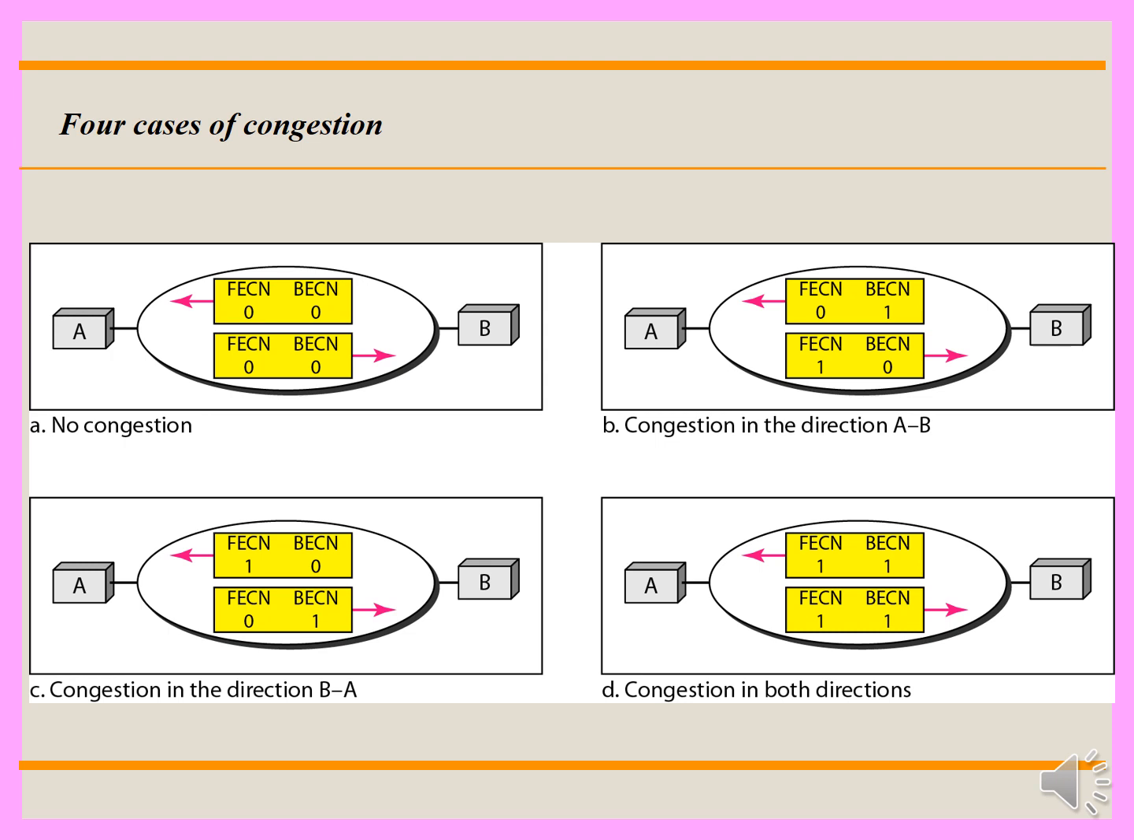In figure C, there is congestion in the direction B to A. So here, from B the receiver, the FECN bit is set, and from A, because the direction is B to A, there is a forward from B to A and a backward from A to B. And in figure 4 there is congestion in both directions. So both the sender as well as the receiver are going to set BECN as well as FECN. So altogether, as if a sort of suspension will occur, and the congestion to a certain extent will be avoided.